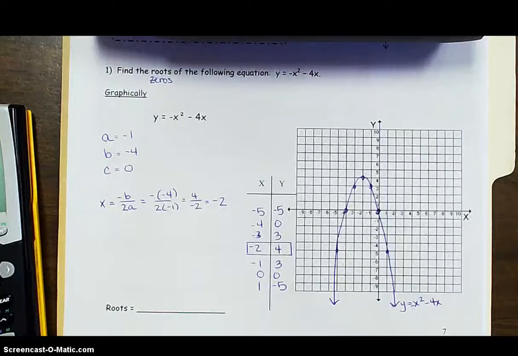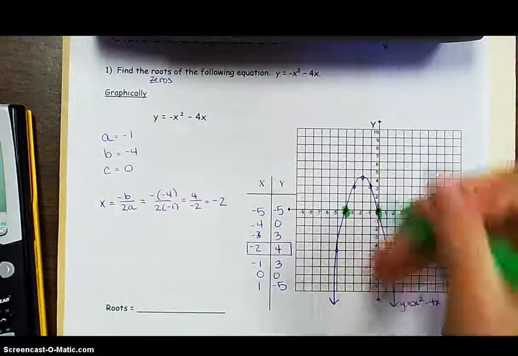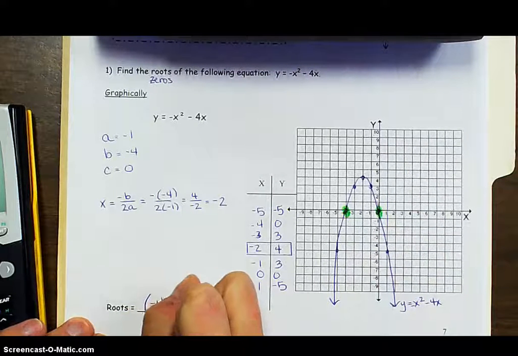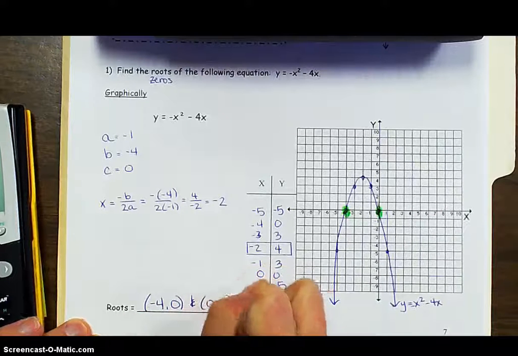Okay, now we have to find the roots. The roots are where they cross the x-axis. So here's my x-axis. This one has 2 roots, here and here. And those roots would be negative 4, 0, and 0, 0.